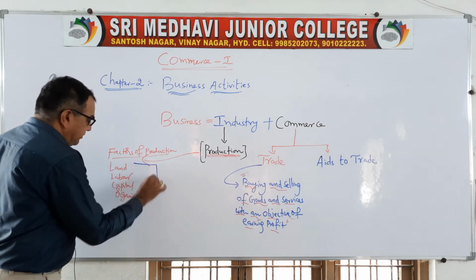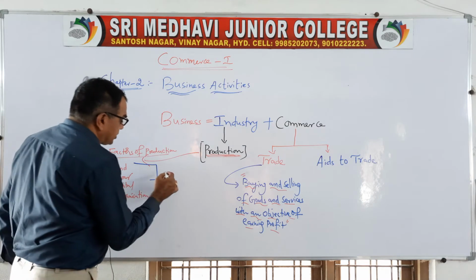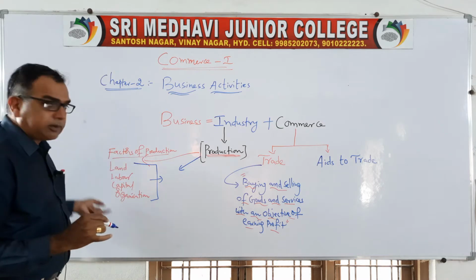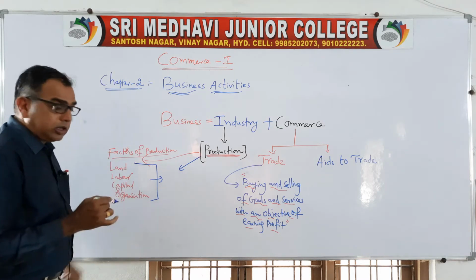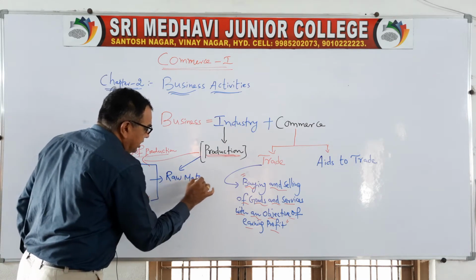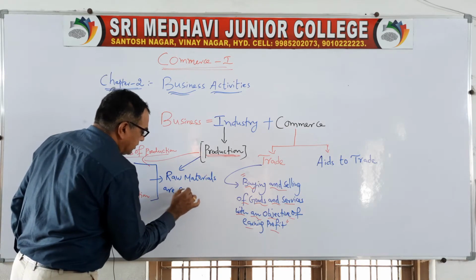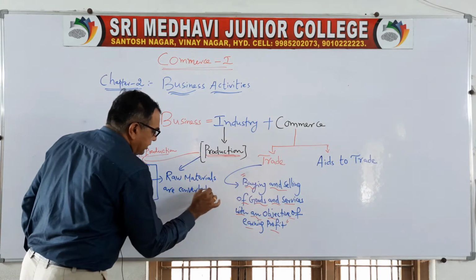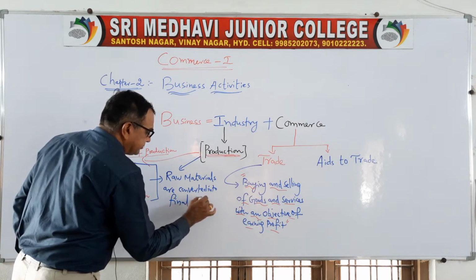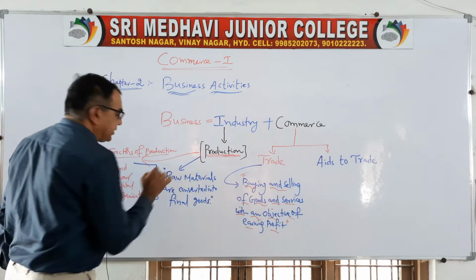So these factors of production are assembled, meaning accumulated. So in this production process, what you will do? After accumulating all these factors of production, after arranging them in order, we convert raw materials into final goods. Okay. Raw materials are converted into final goods.